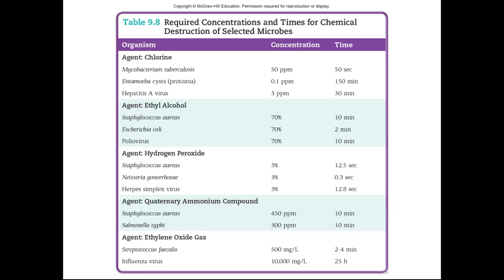So let's look at times for chemical destruction of specific microorganisms by specific disinfecting agents. If we're using chlorine, which is typically going to be in the form of bleach or sodium hypochlorite, bleach at a 50 part per million concentration takes about 50 seconds to kill a Mycobacterium tuberculosis bacterium. At 0.1 parts per million, it can kill a protozoal cyst in 150 minutes. And a hep A virus at 3 parts per million takes 30 minutes to kill.